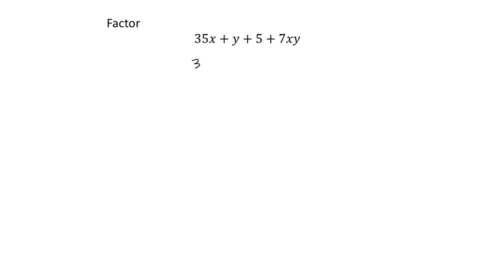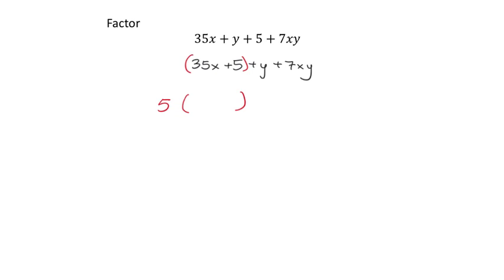So I'm going to rewrite this. Now it's 35x plus 5 plus y plus 7xy. And from here, now it's factorable. Let's see what happens when we do that, okay? So for the first set of parentheses, I'm going to factor out, looks like we've got the 35 and 5, right? So I can factor out a 5 from each of those.